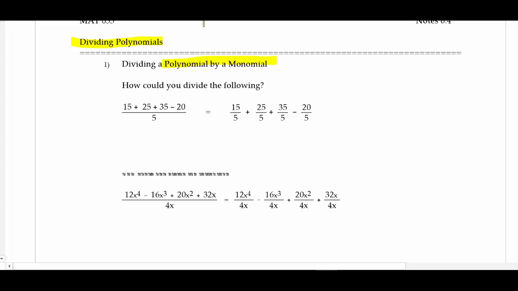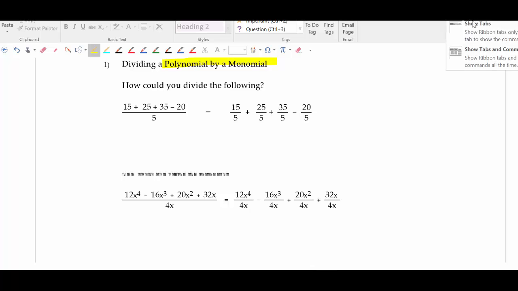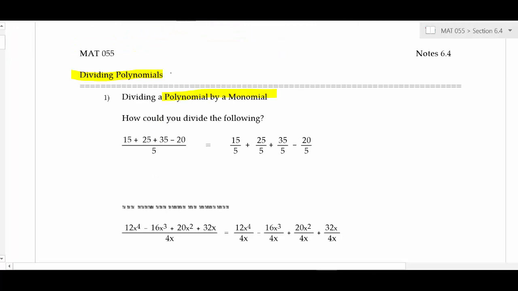So what I want to do first of all is show you two ways to do this first problem right here. If you did order of operations, if you just added these numbers together, 15 and 25 is 40, 40 plus 35 is 75, 75 minus 20 is 55. You could use a calculator to do that, of course. So that's 55 divided by 5, which is 11, and that would be the answer. That's the logical way to do that problem: do the numerator and then divide.